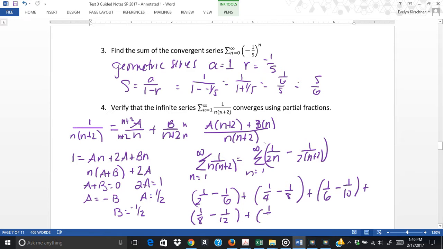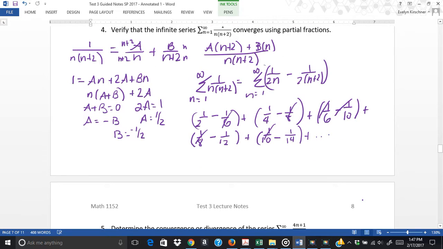And then I can keep on going. The next one's 1/10, 2 times 5, and minus 1 over 5 plus 2 is 7, times 2 is 14. I keep on going, and look what happens. These cancel out. These cancel out. These cancel out. So all I have left is 1/2 plus 1/4, which equals 3/4.